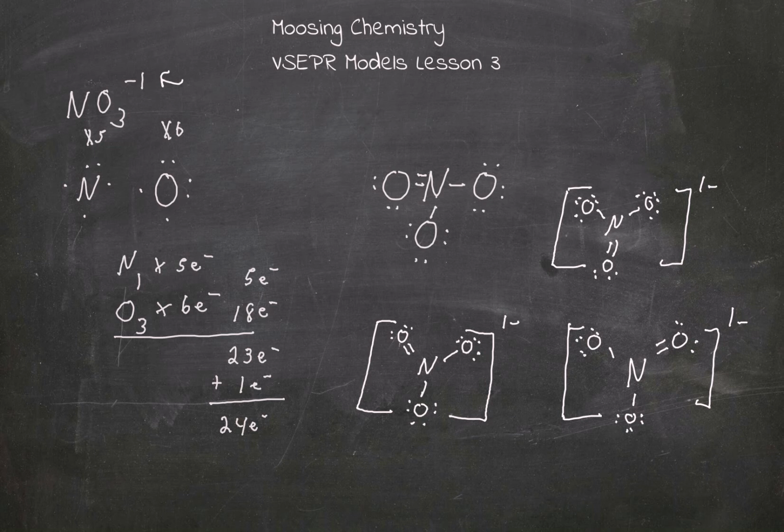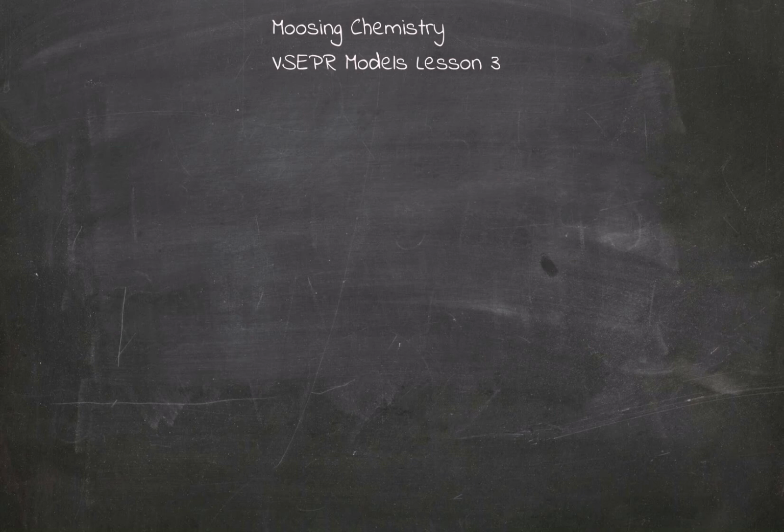So let's look at another one. So I'm going to go ahead and clear all the drawings. And we're going to look at another compound. The next compound we're going to look at is going to be CO3, and that has a -2 charge. So now we know that carbon has 4 valence electrons because it comes from group 14. Oxygen comes from group 16, so we're going to have 6 valence electrons.